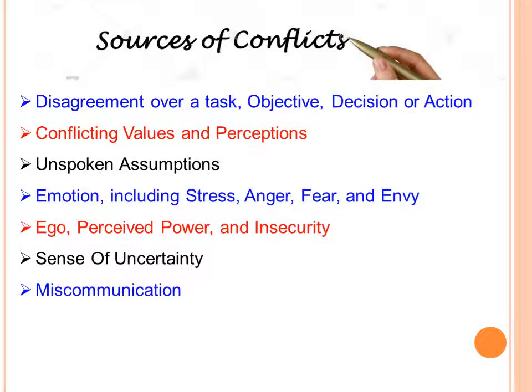Now let us look at the sources of conflicts. It can be a disagreement over a decision or an action, or conflicting values and perceptions or assumptions between two people. Sometimes the negative emotions such as stress, anger, fear can cause conflict. Sometimes the ego and insecurity of both the parties involved can cause conflict. Most often, conflict arises because of miscommunication between two parties.